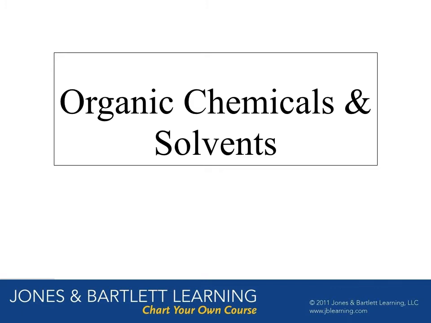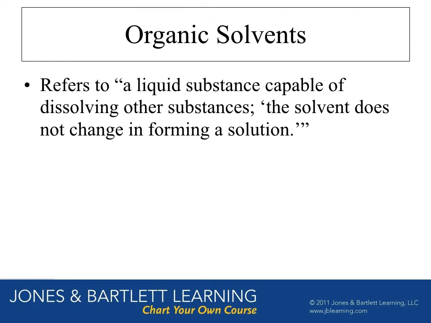So we're going to talk about organic chemicals now, and we'll move on to organic solvents. So solvents in particular are kind of specific, but are also general in their different structures. We refer to a liquid substance capable of dissolving other substances. The solvent itself does not change in forming a solution. So what does that mean, and why is that important?